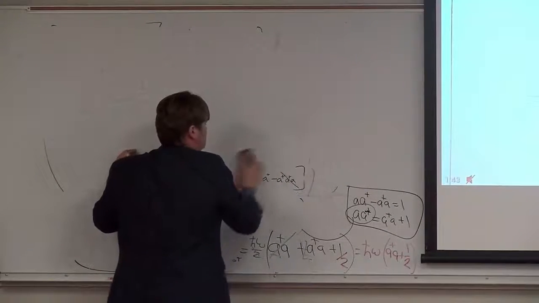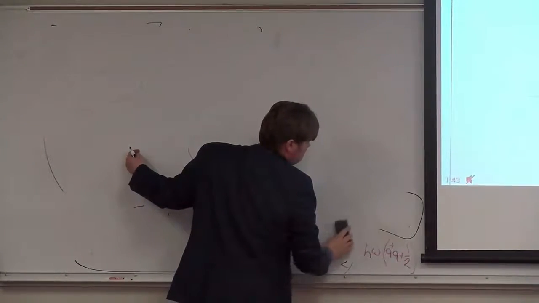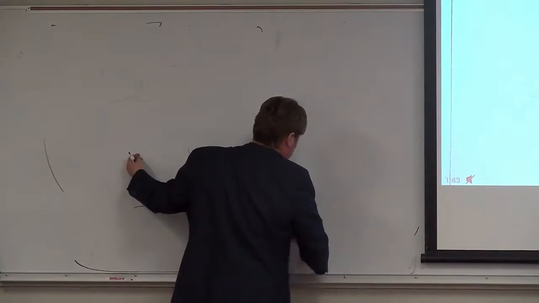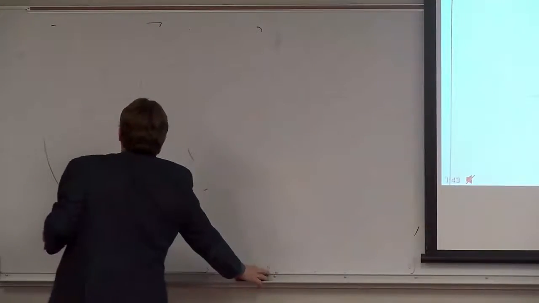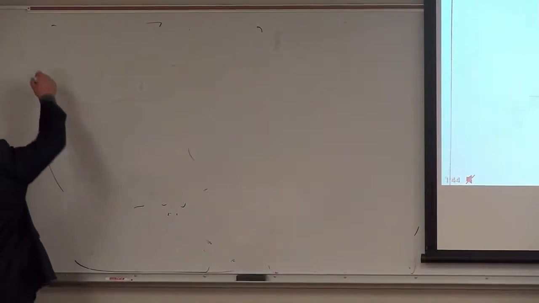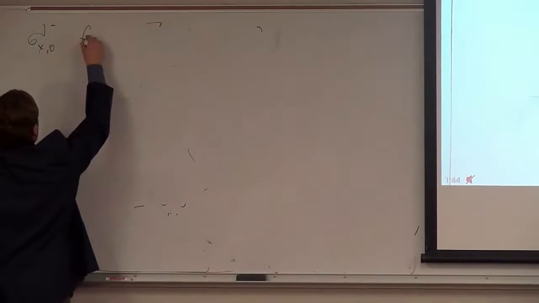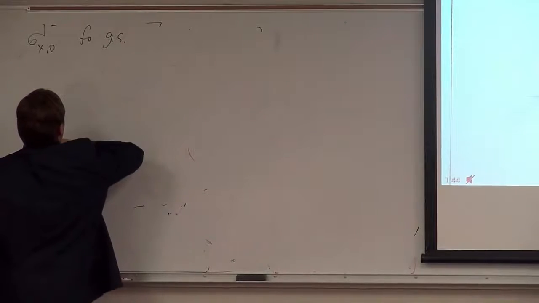Is sigma x the wave function, or is that the variance? Variance. So find variance for the ground state of this harmonic oscillator. Sigma x 0 for the ground state.